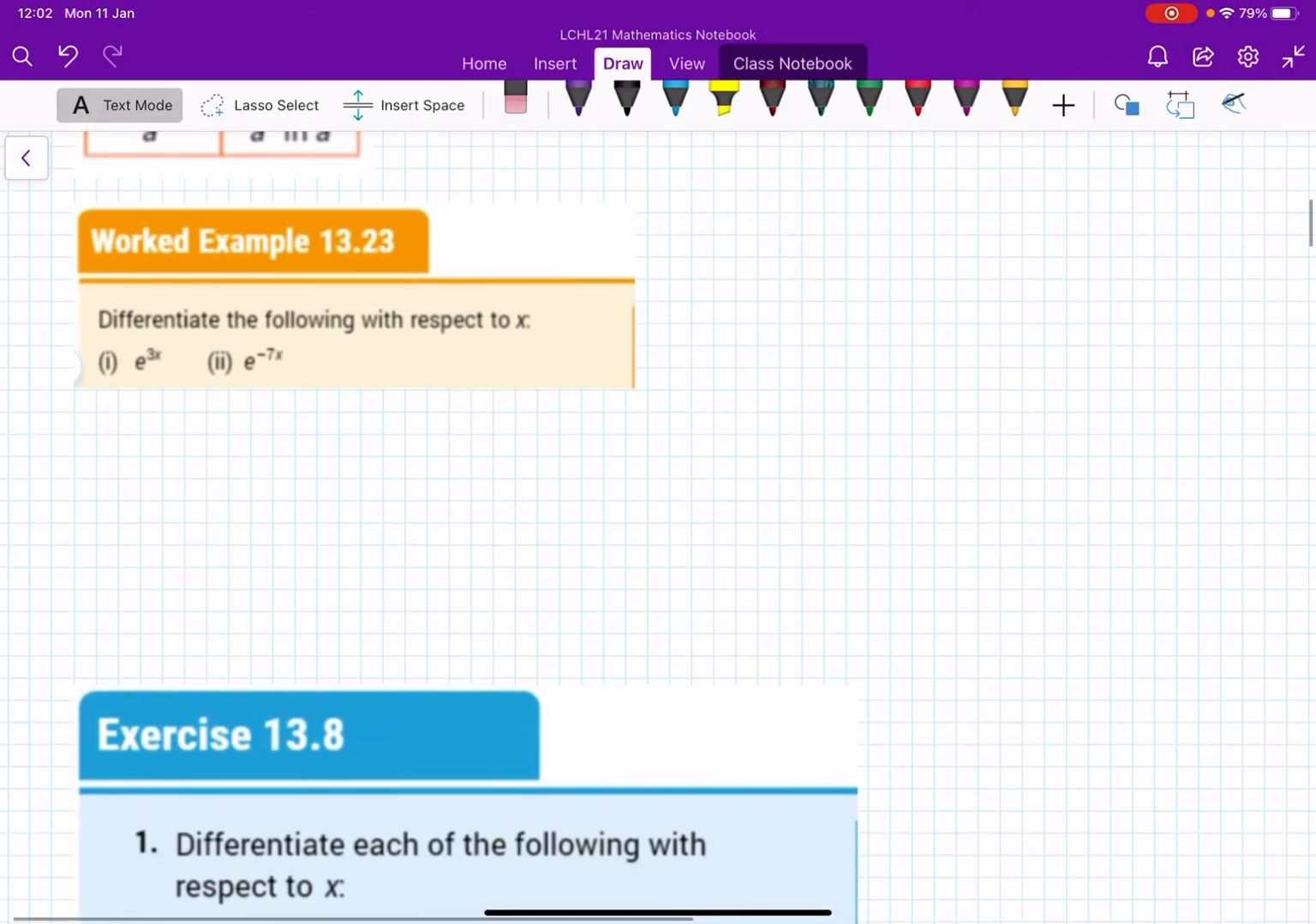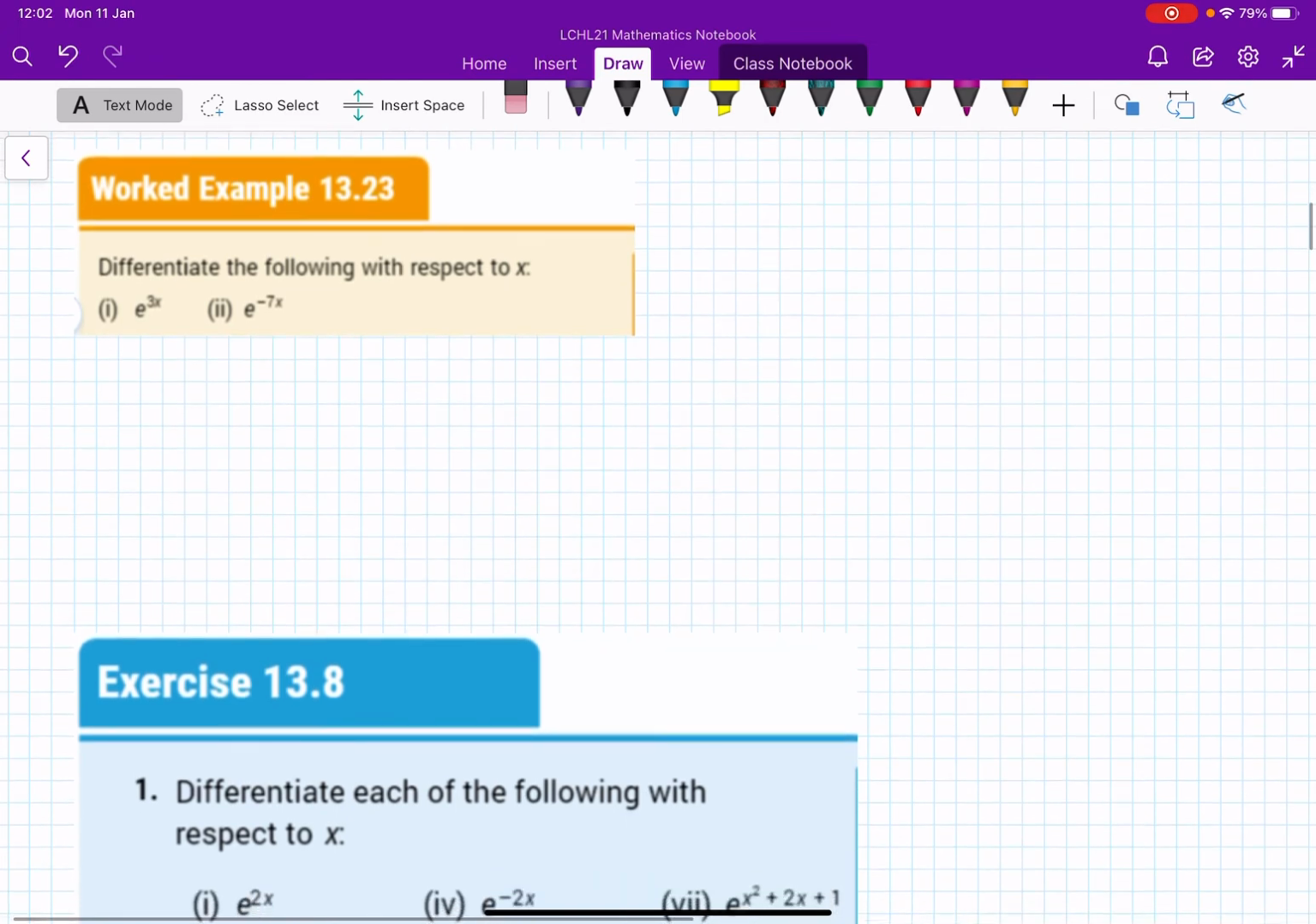So our first example, we want to differentiate the following with respect to x. So part 1, we know that f of x is equal to e to the power of 3x. And we also know, remember from our tables and formula book, that if f of x is equal to e to the power of ax, then f prime of x is equal to a e to the power of ax.